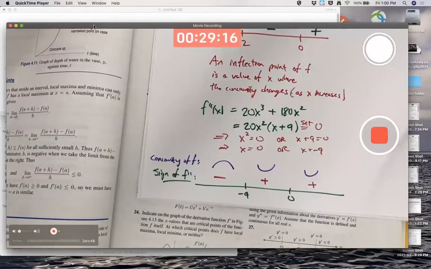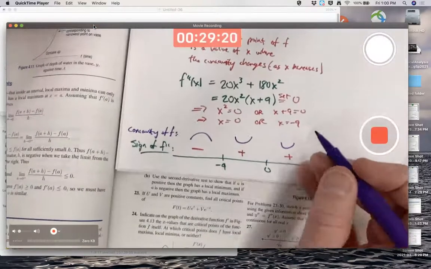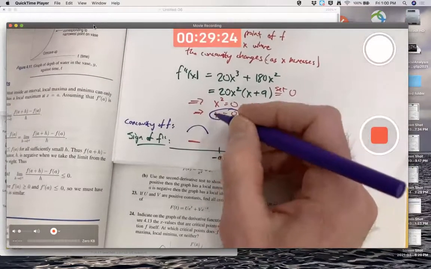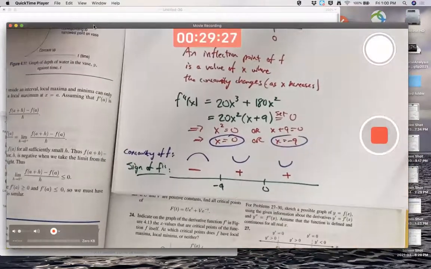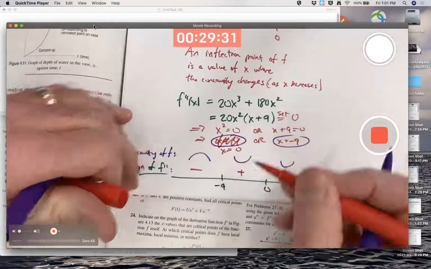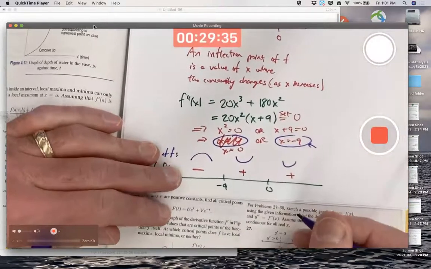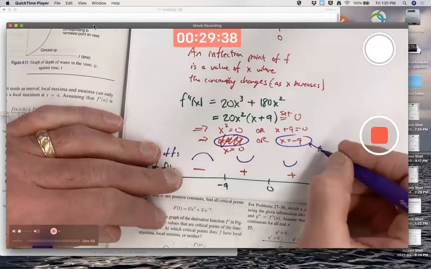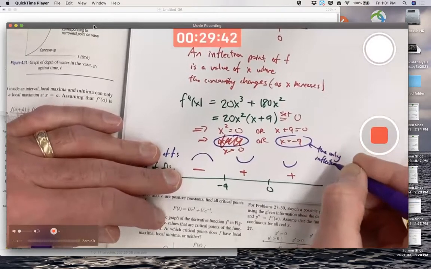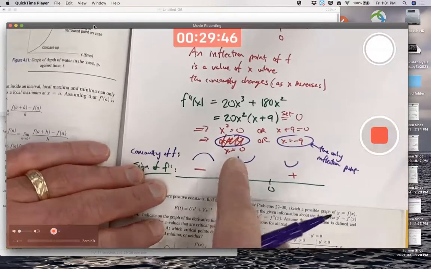So I found the critical points, 0 and negative 12, and I found the only inflection point is actually negative 9, not 0. I meant to circle negative 9. Negative 9 is actually the only inflection point, even though the second derivative is 0 at 0. That's the only inflection point, because the second derivative doesn't change sign at 0.